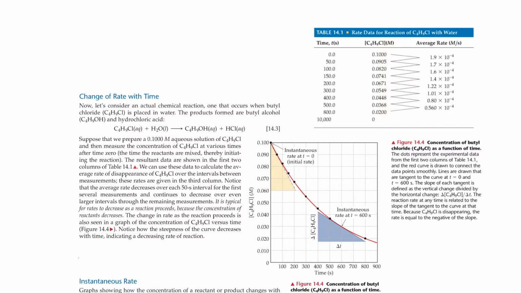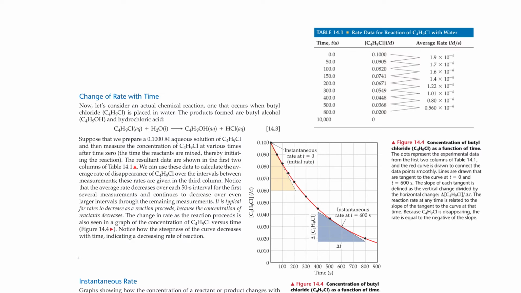We can use the data to calculate the average rate of disappearance of butyl chloride over the intervals between measurements. These rates are given in the third column. Notice that the average rate decreases over the 50-second interval for the first several measurements and continues to decrease over even larger intervals through the remaining measurements. It's typical for the rates to decrease as the reaction proceeds because the concentration of reactants decreases.